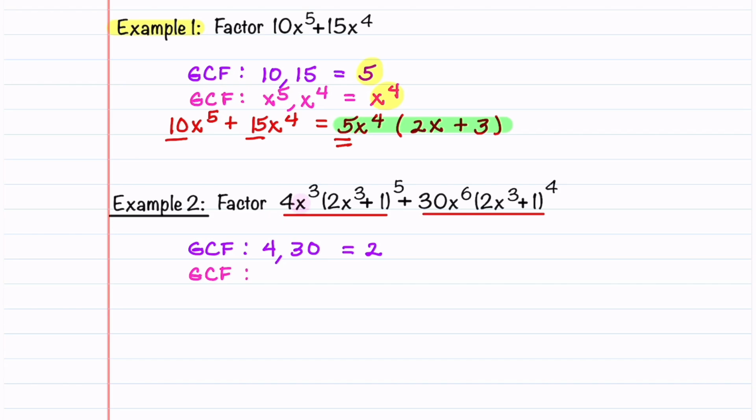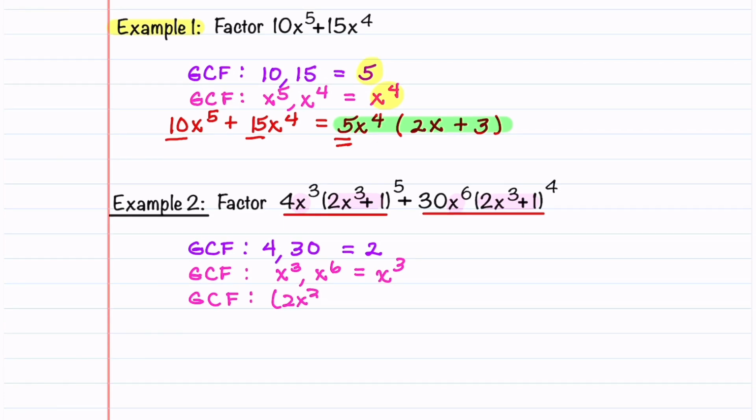We have an x variable common to both, and we have an expression 2x cubed plus 1 common to both. The greatest common factor of x cubed and x to the 6th is going to be equal to x cubed because that's the lowest power of each of these variables. The greatest common factor of 2x cubed plus 1 to the 5th and 2x cubed plus 1 to the 4th is 2x cubed plus 1 to the 4th, because that's the smallest power.